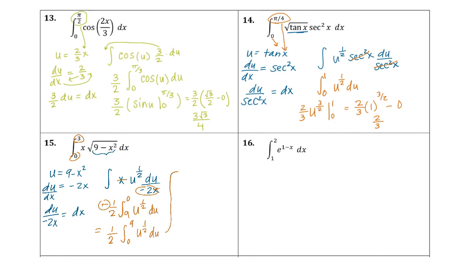And so we're going to have 1/2 times, and that's going to be 2/3 u to the 3 halves, and that's evaluated from 0 to 9. Again, I would go ahead and simplify here, and so that's really 1/3 times 9 to the 3 halves minus 0 to the 3 halves. So we have 1/3 times square root of 9, and then cube it, so that's 27, and 1/3 of 27 is 9. All right, moving on to the next portion.